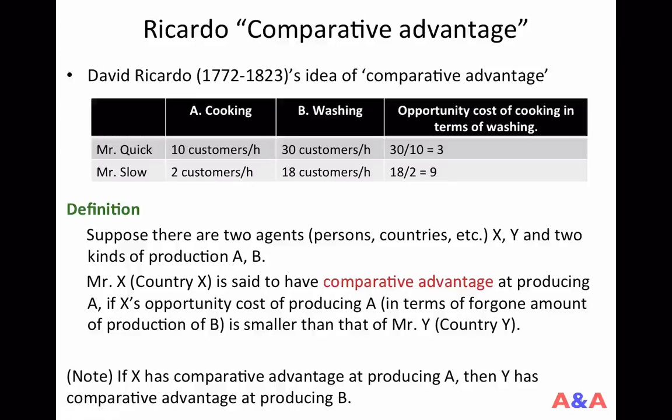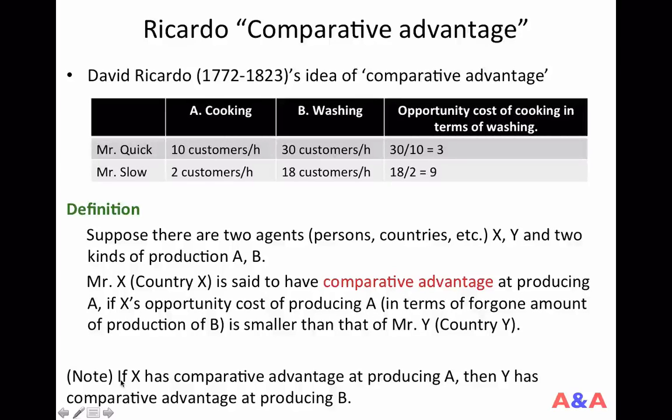It's a very complicated concept. It's conceptually difficult, but mathematically it is easy. In our example, the opportunity cost of cooking in terms of washing is smaller for Mr. Quick. And as we saw before, the opportunity cost of dishwashing in terms of cooking is smaller for Mr. Slow. It's 1/3 and 1/9. So it's smaller for Mr. Slow. So according to this definition, Mr. Quick has comparative advantage at cooking and Mr. Slow has comparative advantage at washing.